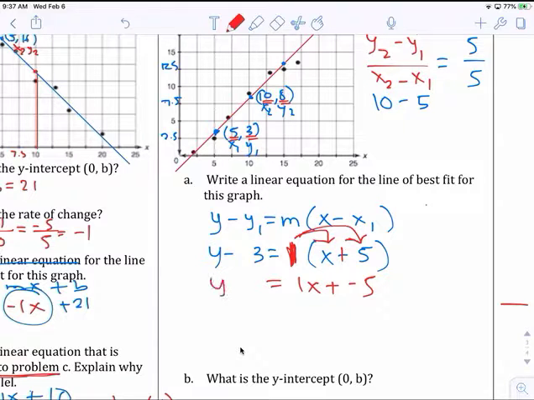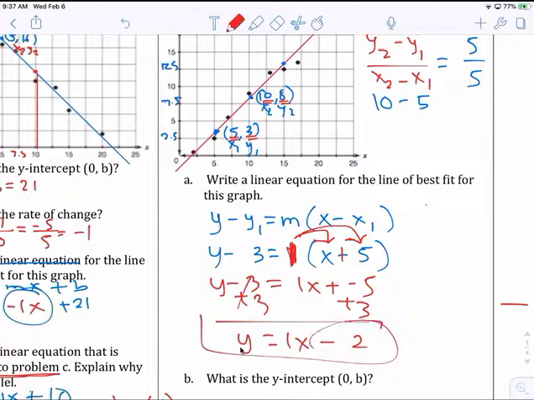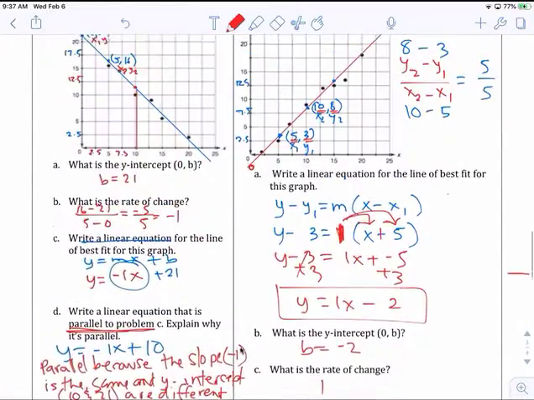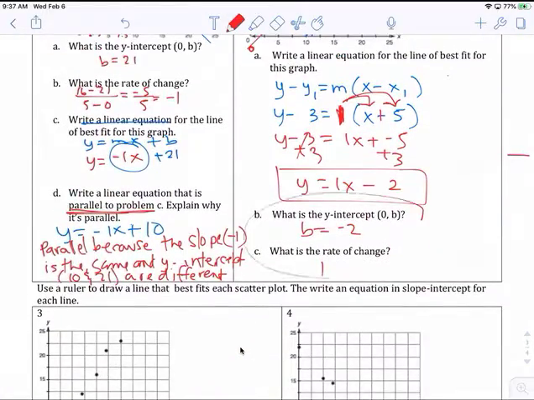And this is y minus 3, add 3, add 3, y equals 1x minus 2. And a negative 2 y-intercept, yeah, that looks like a negative 2 right there. So that's correct. Notice I'm checking to see if it's right. My y-intercept b is negative 2, my rate of change is 1. Make sure I do have this on the test, and kids miss this all the time.